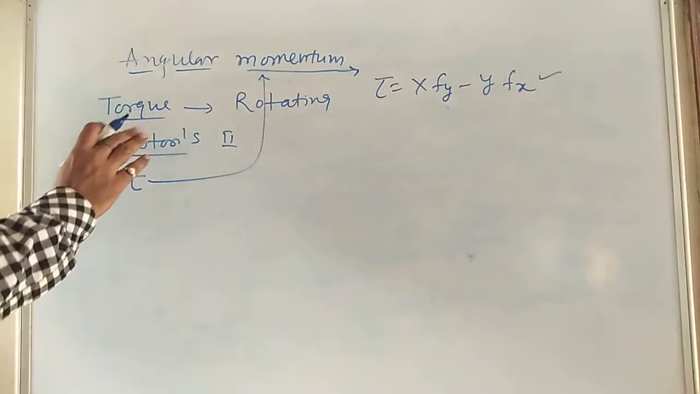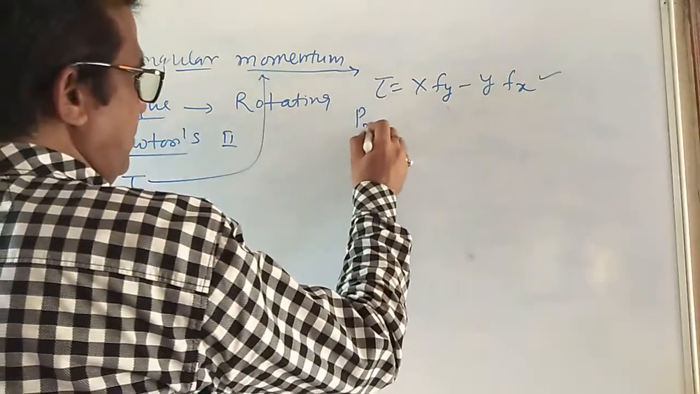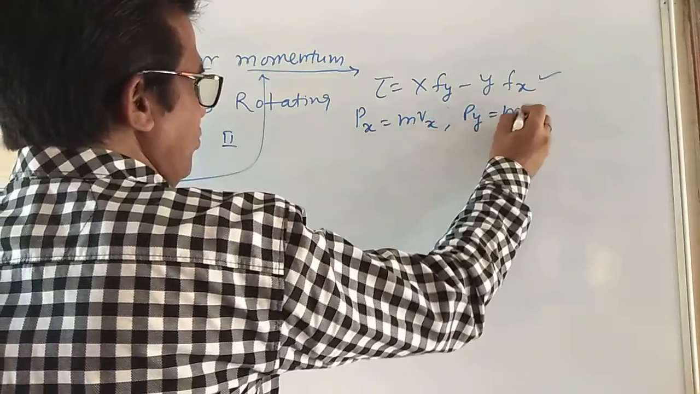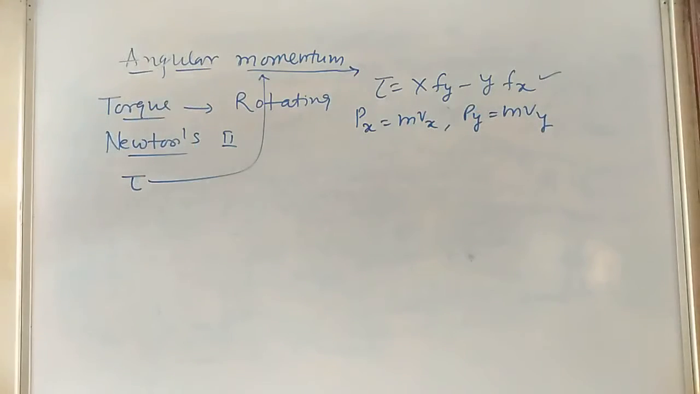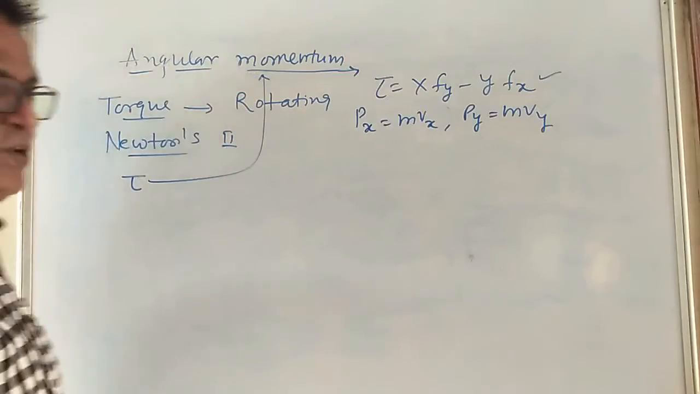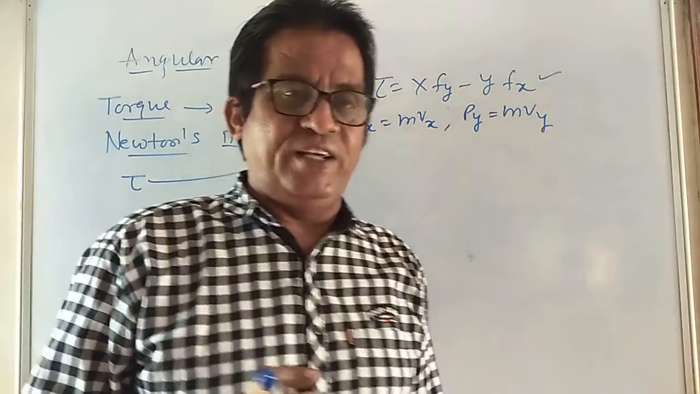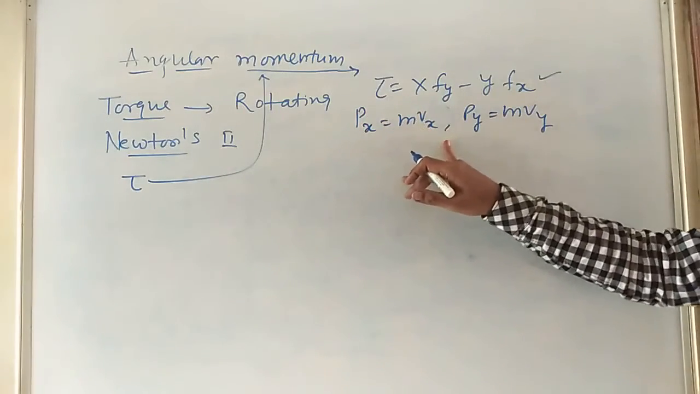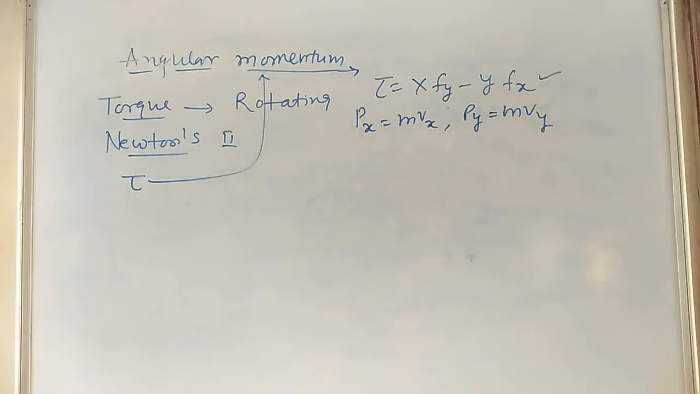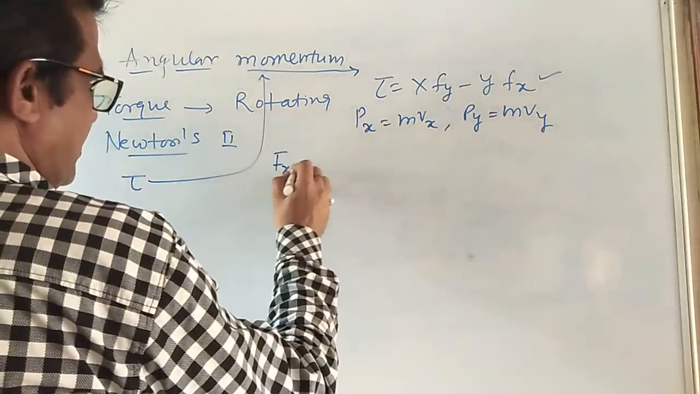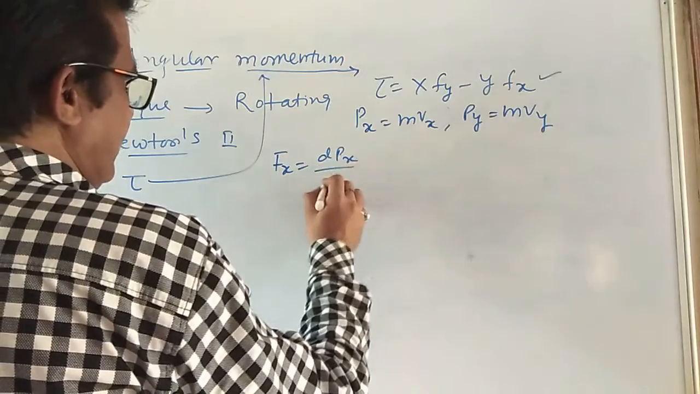Along the x axis suppose the momentum is mvx, along the y axis mvy, px and py are the x and y components of the linear momentum of a body. These two components px and py are the linear momentum. Then, dear children, according to Newton's second law of motion, fx is dpx by dt.